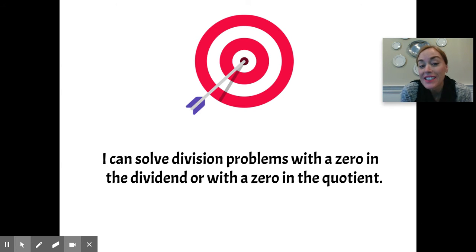So by the end of today's lesson, you will be able to solve division problems with a zero in the dividend or in the quotient.